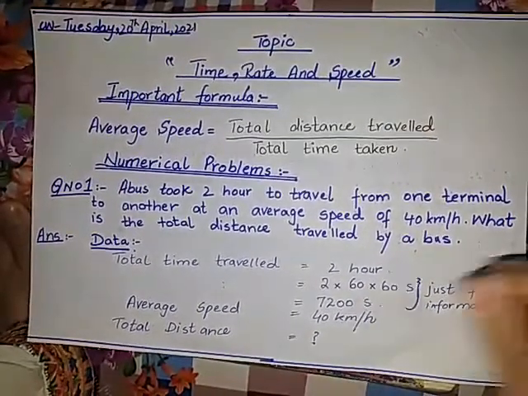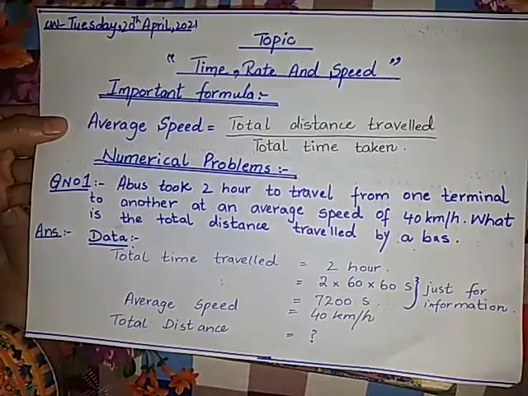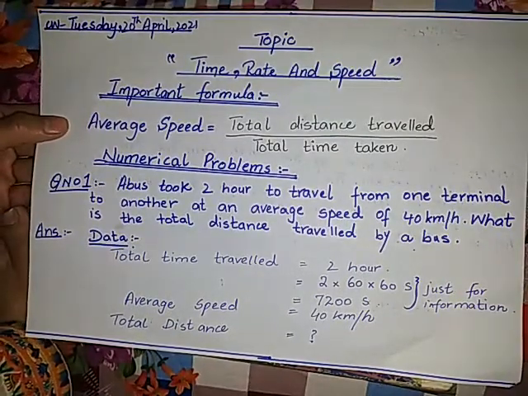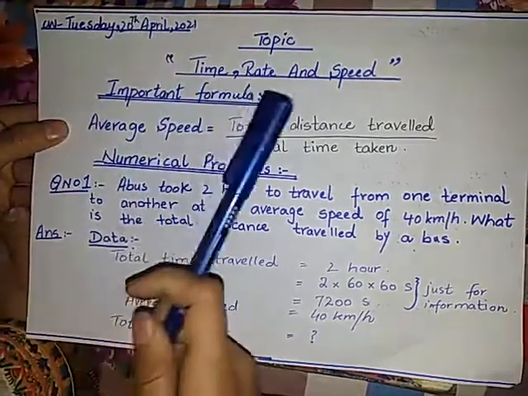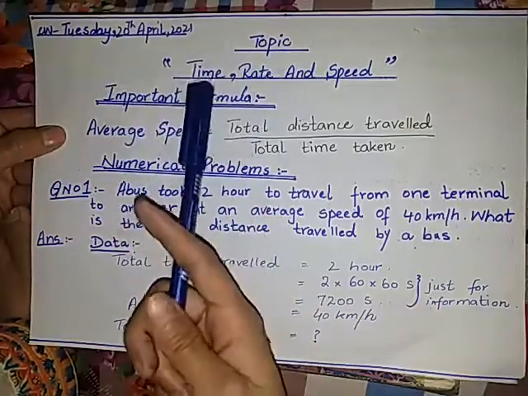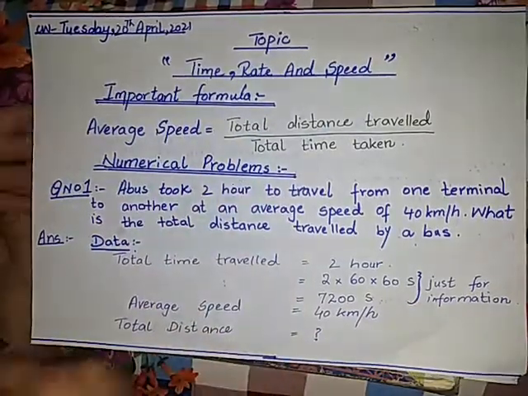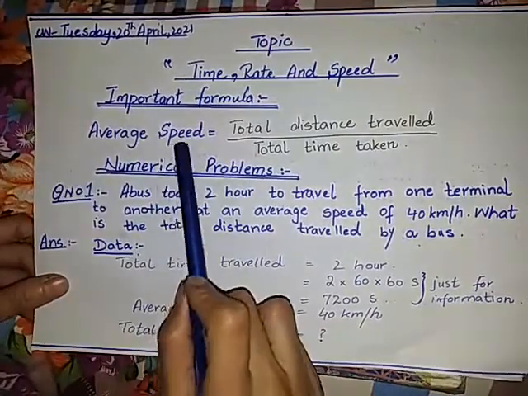Students, today is Tuesday, 20th April 2021. Today our topic is time, rate and speed. Students, we have already done this complete chapter, time, rate and speed. Today we will do some important numerical problems related to this formula.